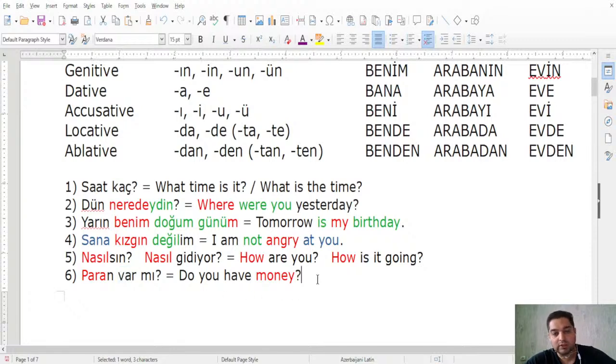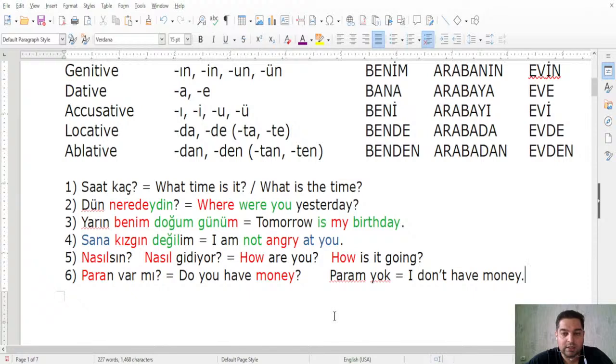If you say param yok, it means my money doesn't exist. Let me just write it. Param yok. It means my money doesn't exist. I don't have money. Okay, that's a short explanation of how we say to have something in Turkish. That's a separate lesson. Don't suffice it with this one because it's a very simplistic explanation. I already have a separate video on this, so please go and watch that one. You can search for the verb to have in the playlists. It will come up.